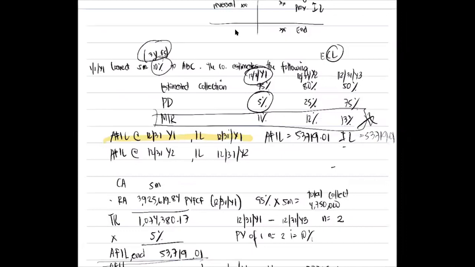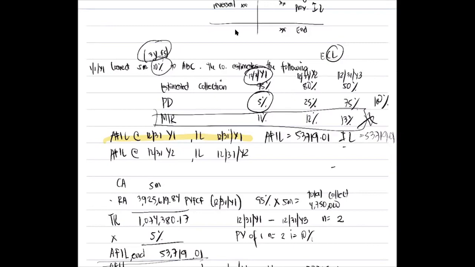Sir, bakit 5 million pa rin, sir? Kasi nga, take note guys, hindi pa nangyayari yung loss. Ine-expect mo lang to. Okay? Sir, kailan natin masasabi na mayroon talagang loss? Pagka guys, yung probability of default is nag-reach ng 100%? Yun na yung may loss talaga.